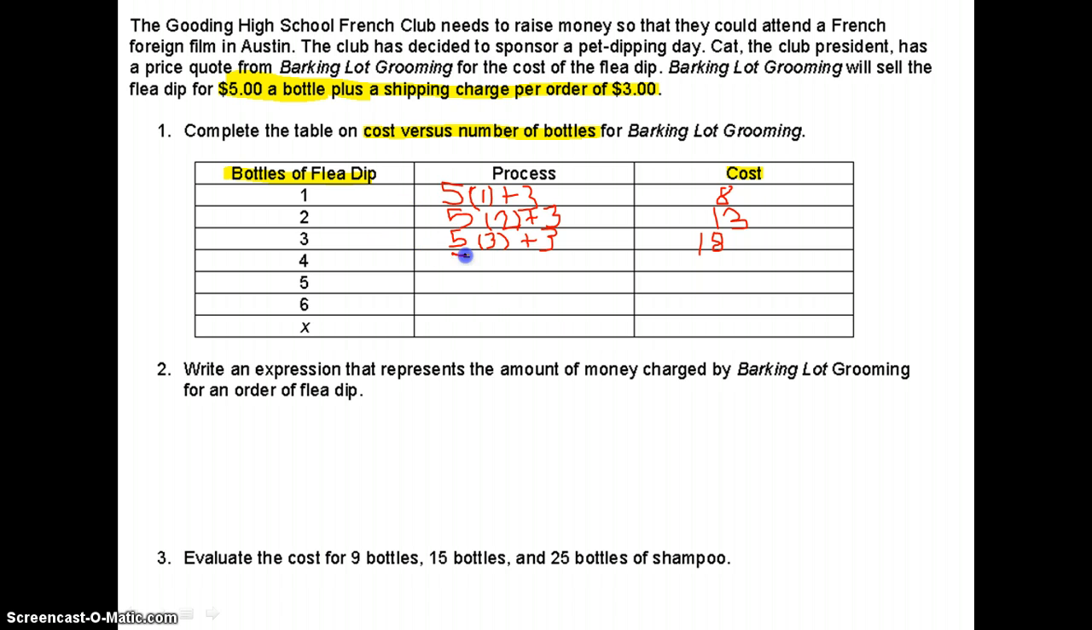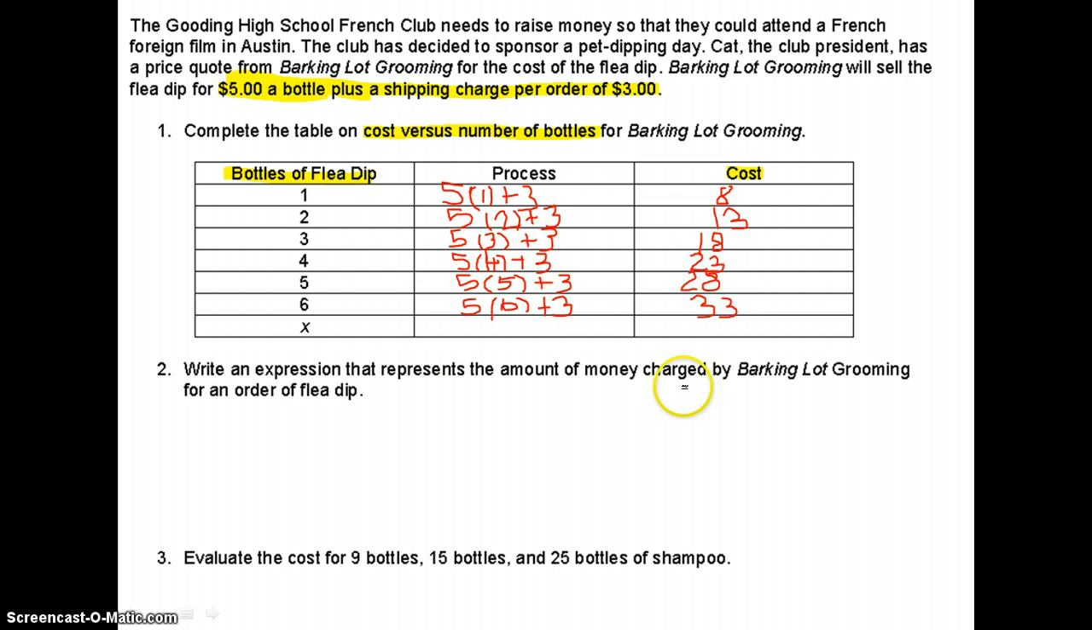The next one is 5 times 4 plus 3. That's going to give us 23. And the next one is 5 times 5. Remember, parentheses mean to multiply, plus 3, and that's going to give us 28. Then the next one is 5 times 6 plus 3. 5 times 6 is 30 plus 3 is 33.